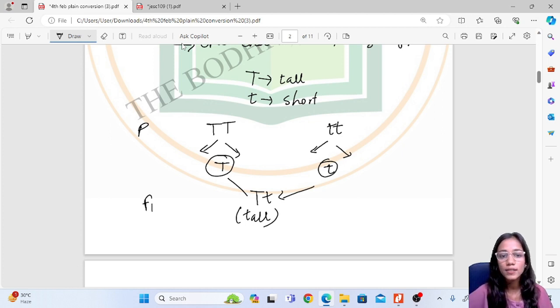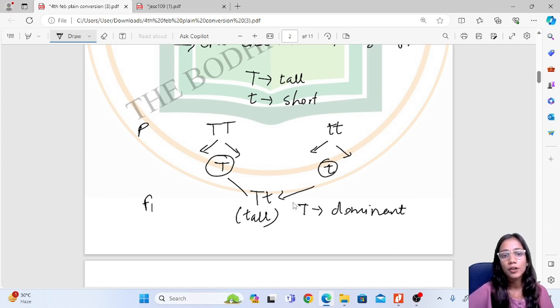Now what does this mean? This means that this capital T was more expressed, it was over expressed, and this small letter t was under expressed. So this means that this capital T was dominant over here. It was the dominant trait. Tallness was the dominant trait in this generation.